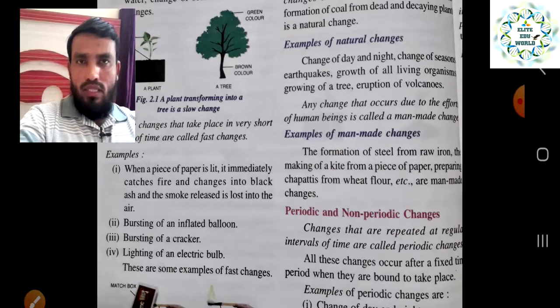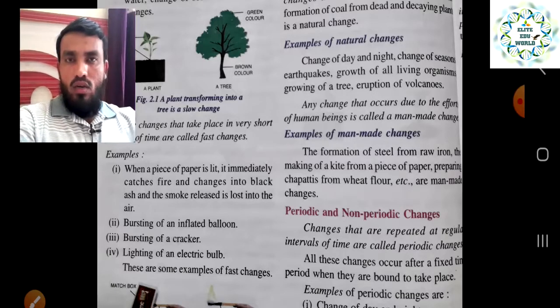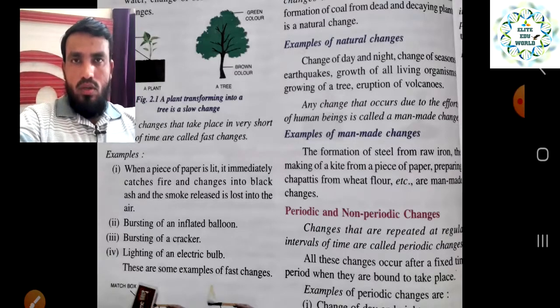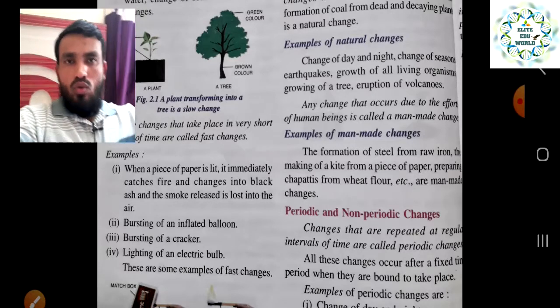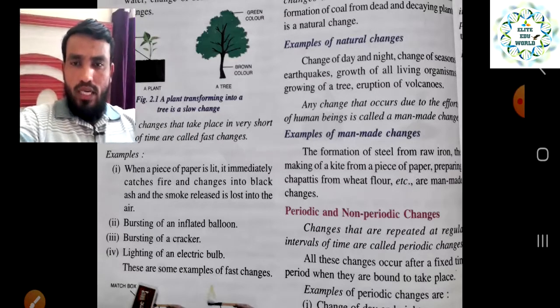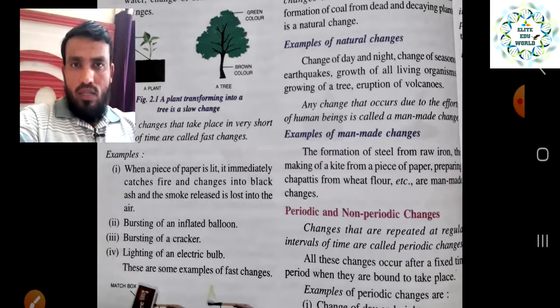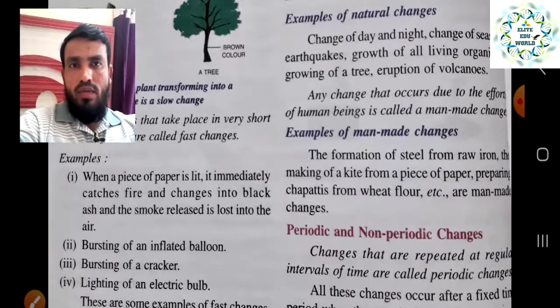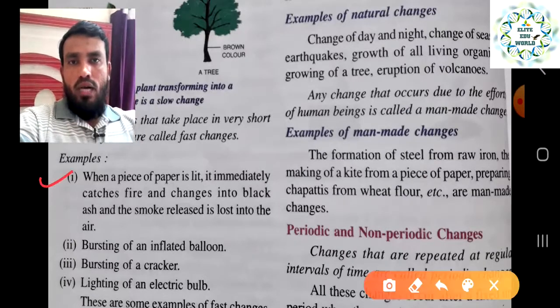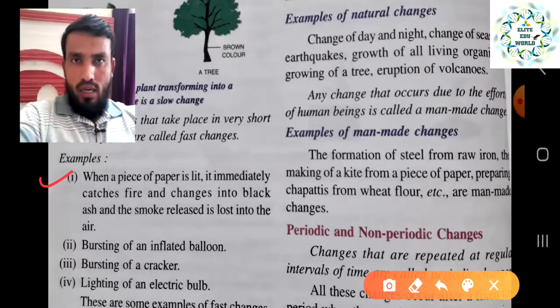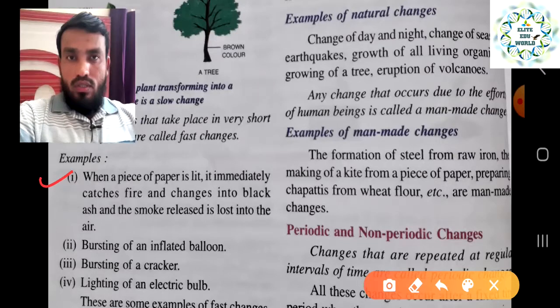The examples we have seen before go under the slow process, because they need some hours, some days and months. So the changes that happen in a very short time come under fast change. Here are some examples we can see one by one, which will make our idea clear about fast processes or fast change.